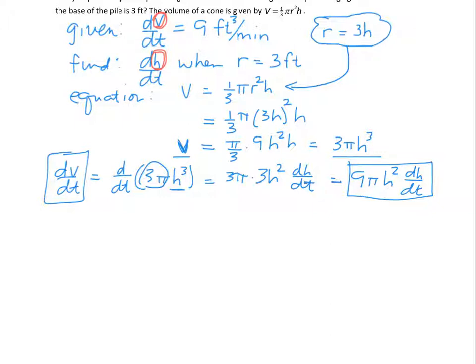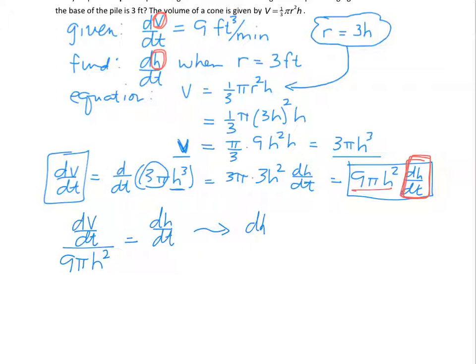So let's do that. First of all, dh/dt is what I'm looking for. So I'm going to go ahead and solve the equation for dh/dt. I'm going to divide both sides by 9 pi h squared, and I get dV/dt over 9 pi h squared equals dh/dt. And now I'm going to start plugging in the information that I'm given. So for dV/dt, that's 9. And then in the denominator, I've got 9 times pi.